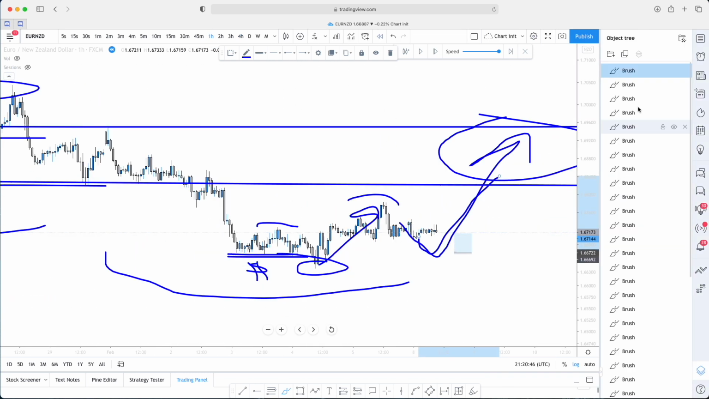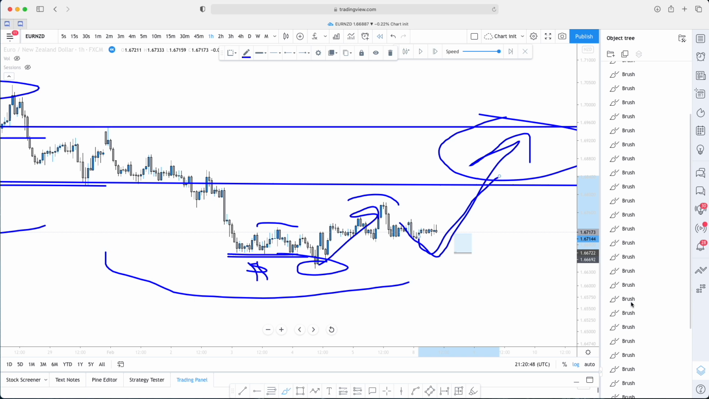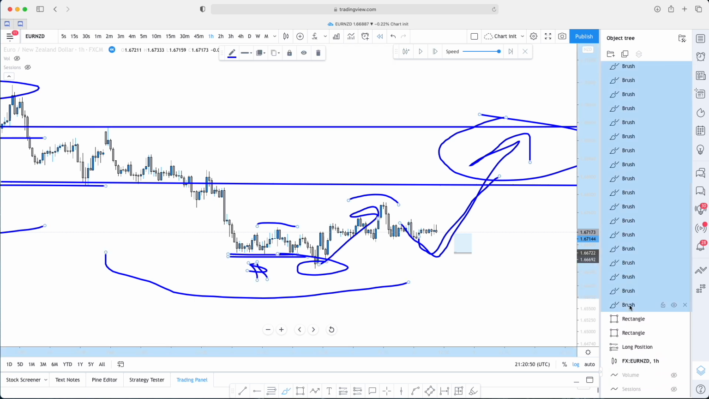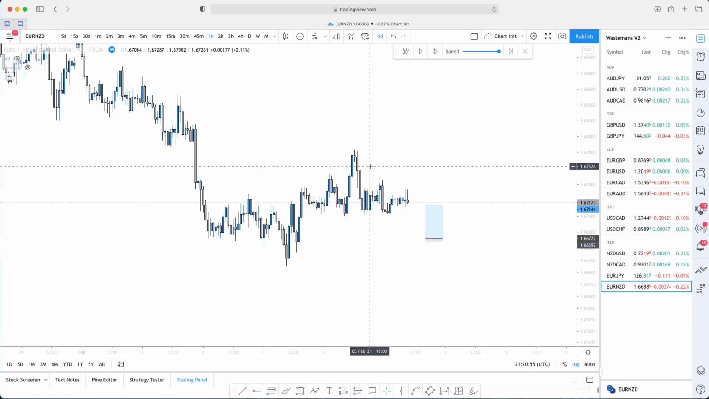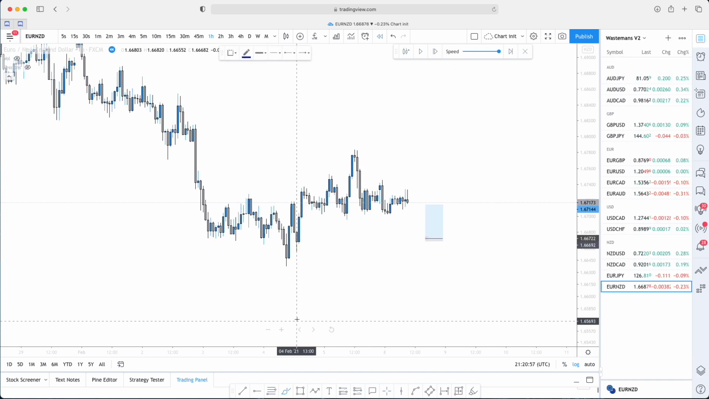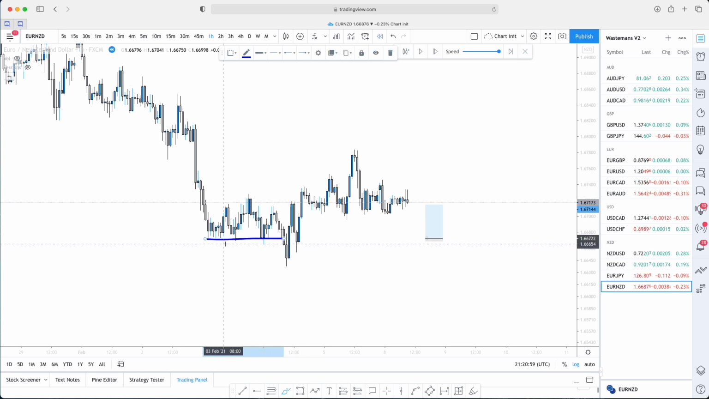Let me get rid of all the brushes. There we go. So if we're looking on the hourly, what's actually going on, it's a bit clearer to see the liquidity grab. So we've got the relative equal lows. All these traders have just been crashed out by this one.